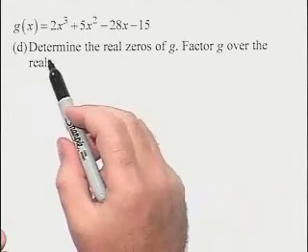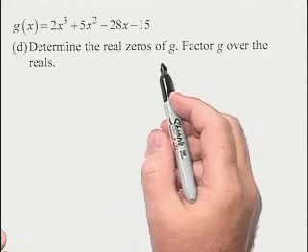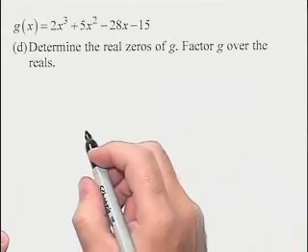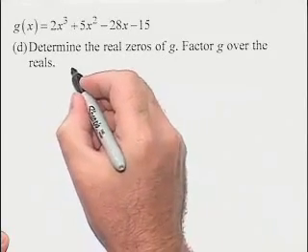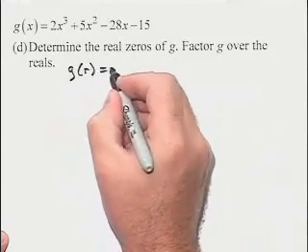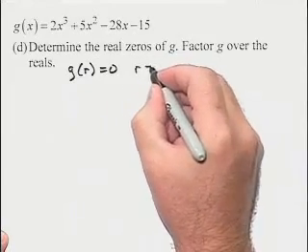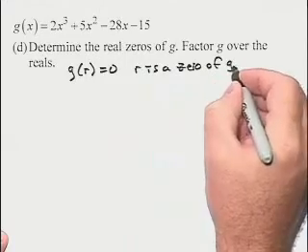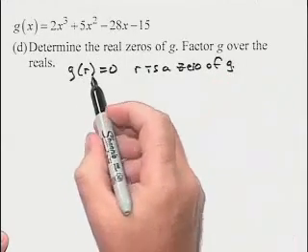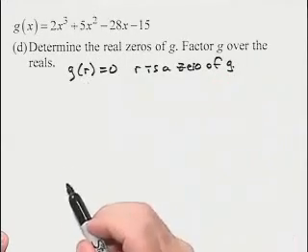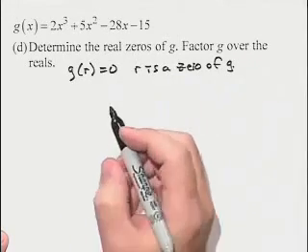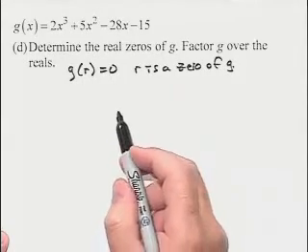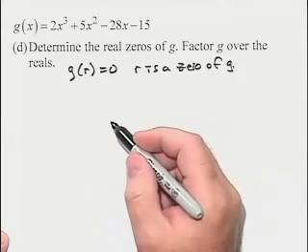In part D, we're asked to determine the real zeros of g, and then factor g over the reals. We're going to use the fact that if g of r equals 0, then r is a zero of g. So we're looking for values of r that will make our function equal to 0. If we get g of r equal to 0, we can use long division to reduce our polynomial and then start again on the reduced polynomial.